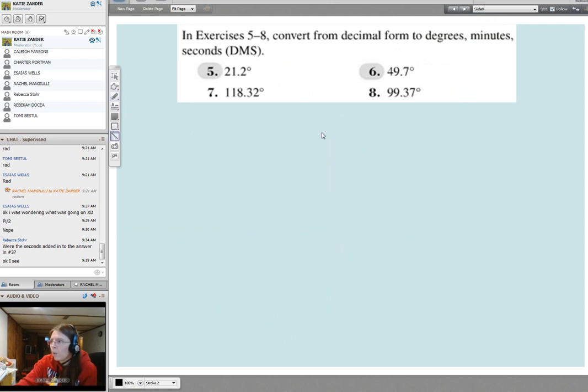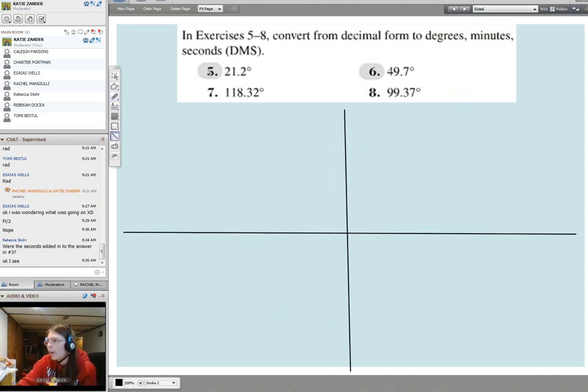Okay, let me break the board up into 4 more sections, and I'll label them 5 through 8 this time. Now let's go the other way around. Can you take that decimal form and convert it to DMS? So remember, that involves multiplying by 60 a few times. When you have an answer, go ahead and throw it on the board.